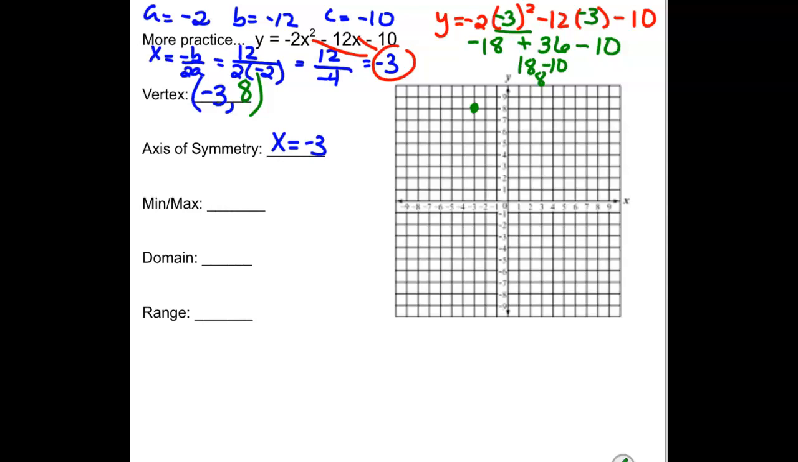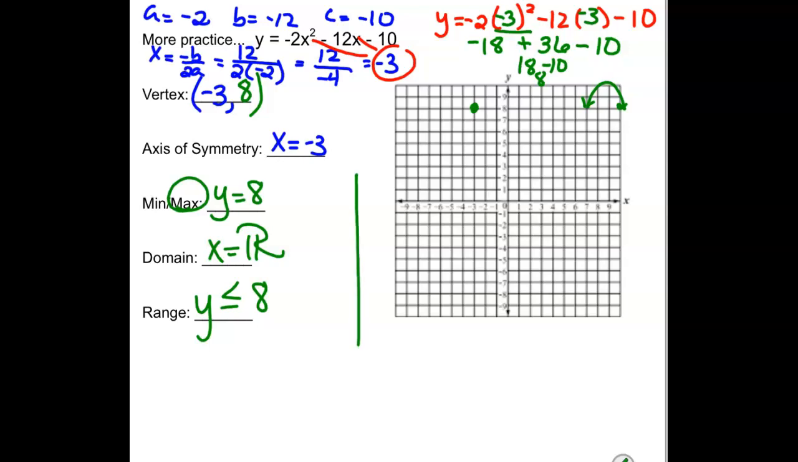Since our A value is negative, we know that our parabola should open down. That means we have a max when y is 8. Domain is all reals, but our range is going to be all the y values that are less than or equal to that highest point of 8. All right, our vertex was negative 3, 8. Our y-intercept is always going to be 0, C, and in this case, C is negative 10. So let's plot that point, 0, negative 10.